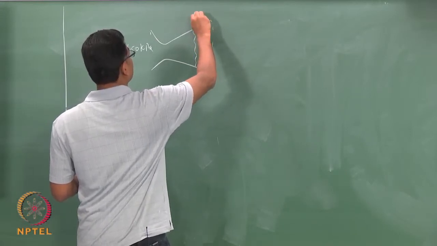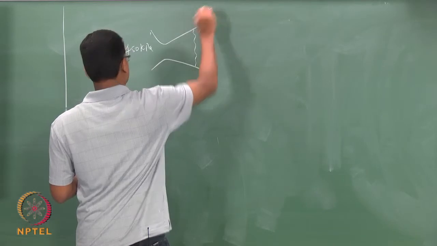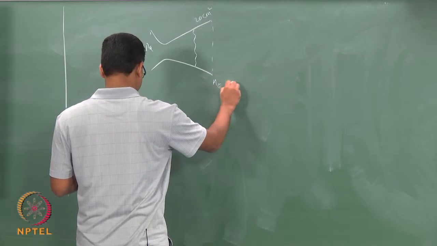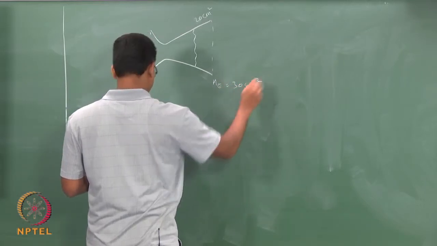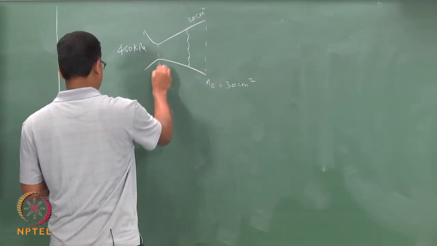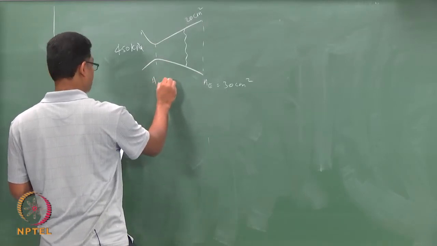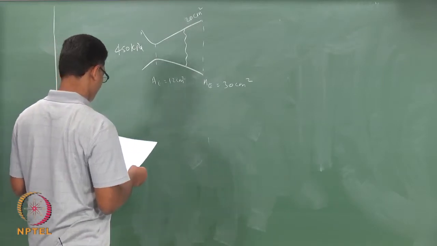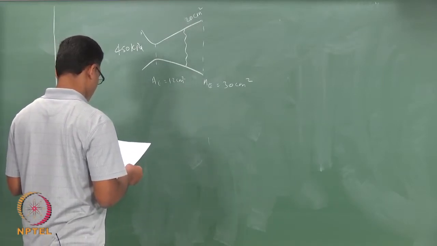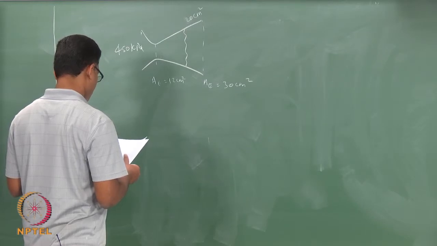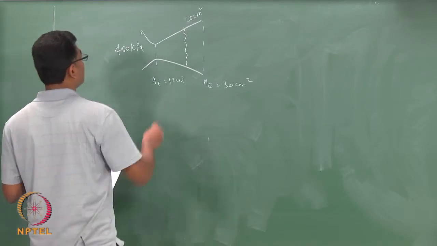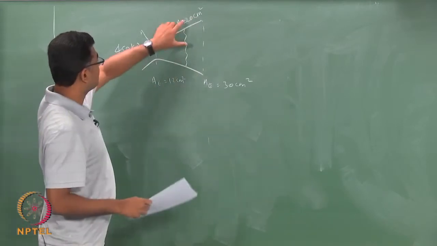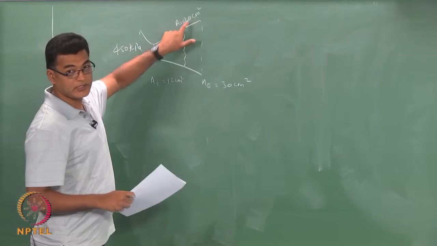The area at the exit is 30 centimeter square. The area at the throat is 12 centimeter square. And the shock happens at an area where it is 20 centimeter square.